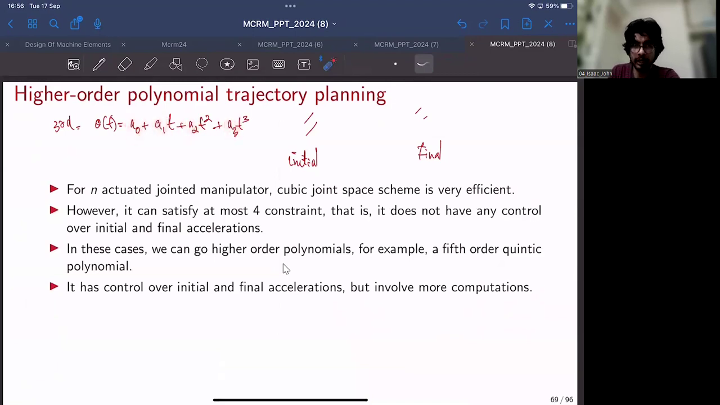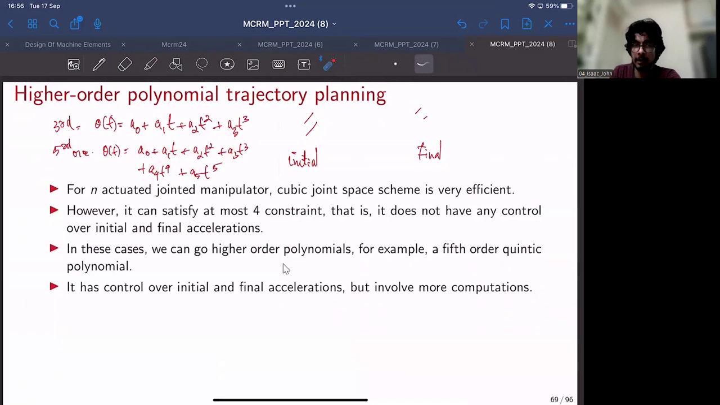So you require four boundary conditions, which can be the position and velocity at the initial point and the position and velocity at the final point. If you're using a fifth order, it will be something like this: a0 plus a1t plus a2t square plus a3t cube plus a4t to the power 4 plus a5t to the power 5. So how many unknowns are there? There are 6 unknowns: 1, 2, 3, 4, 5, 6.